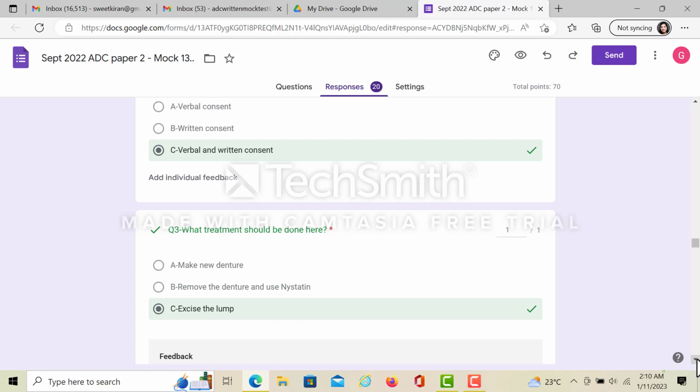So I understand if you're confused between make a new denture, but even to make a new denture, you need to get rid of that lump. So first step is excise the lump. Then see if the denture is fitting properly or not. If fitting properly, let them continue. If not, then you make a new denture.